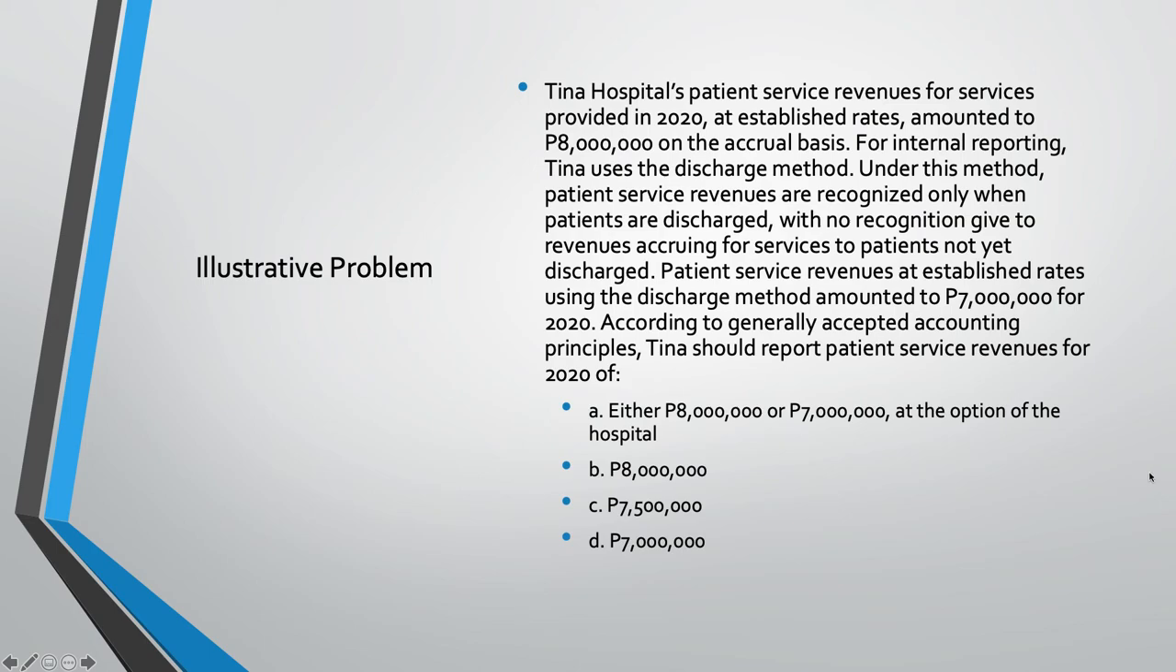The correct answer is actually B. You're correct. That's recognized there. It should be recognized at established rates on an accrual basis. Okay, so that's 8 million. Good, good.